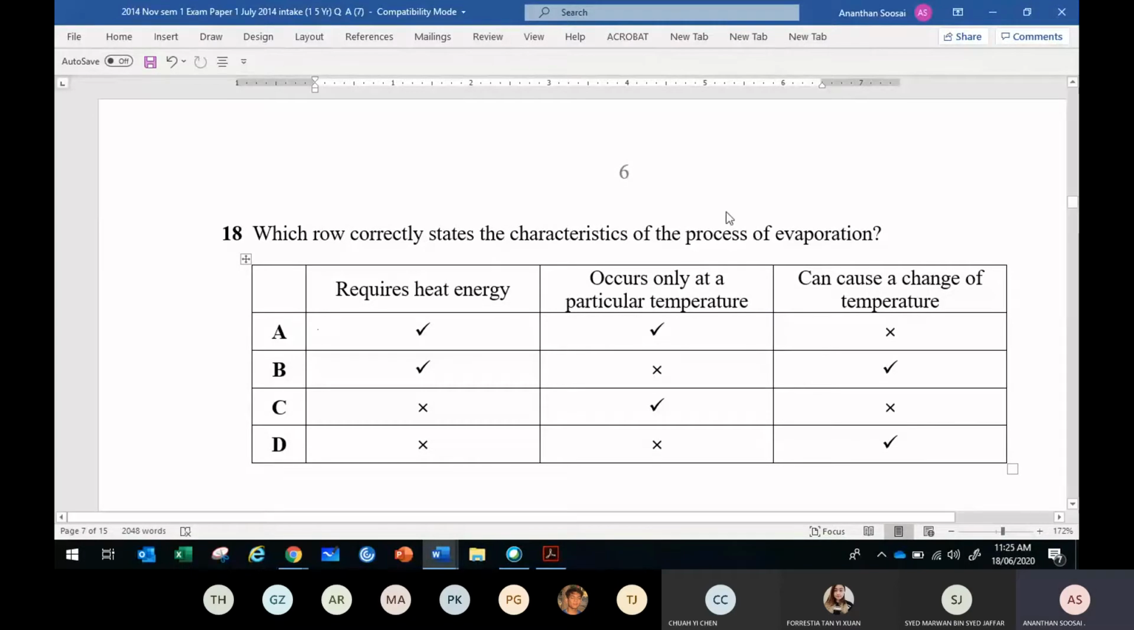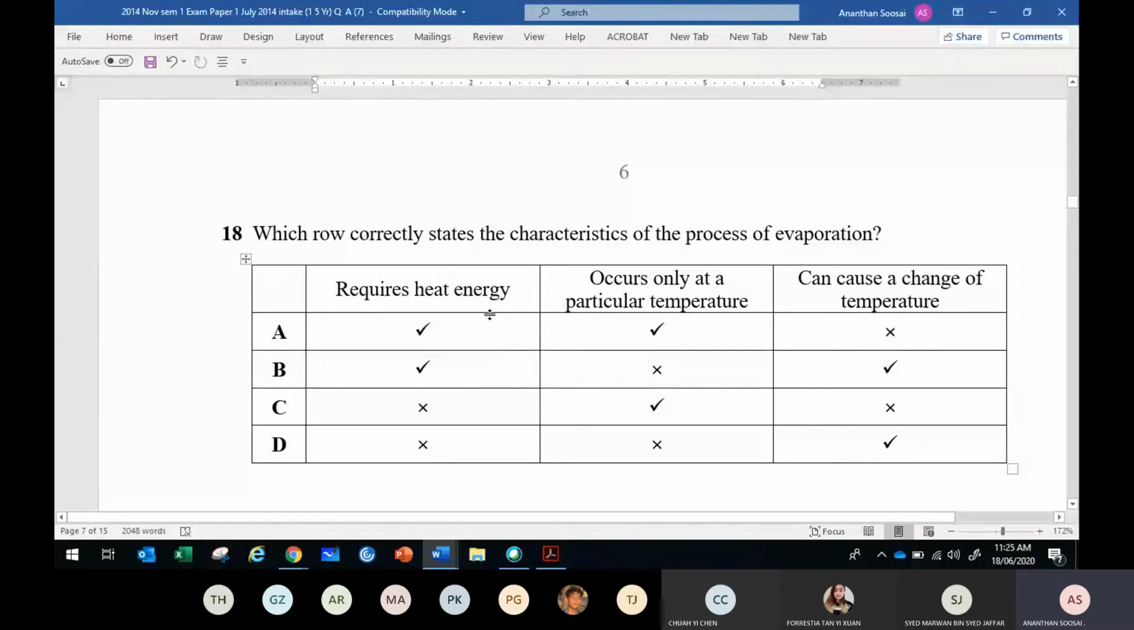Occurs only at a particular temperature. Evaporation occurs at any temperature. So this is wrong. Can cause change in temperature of the remaining liquid. Yes, it changes the temperature. The liquid becomes cooler after evaporation happens. So this is correct. This is definitely wrong.